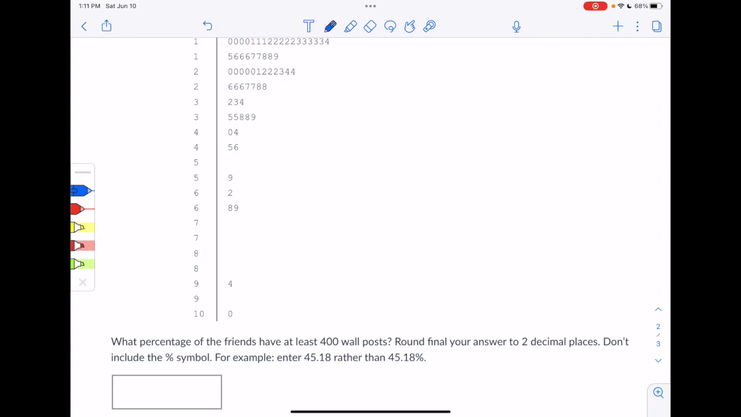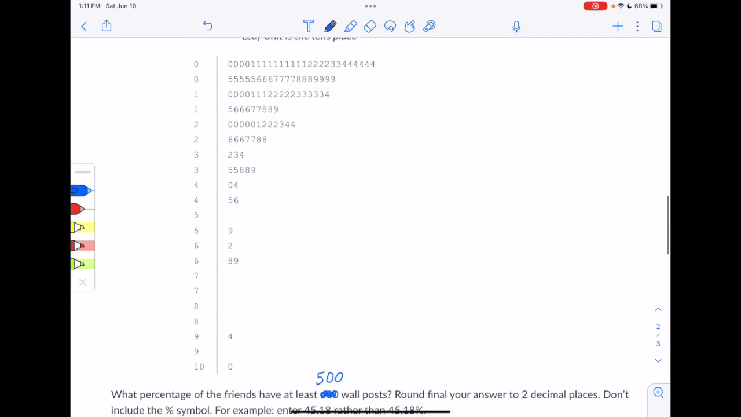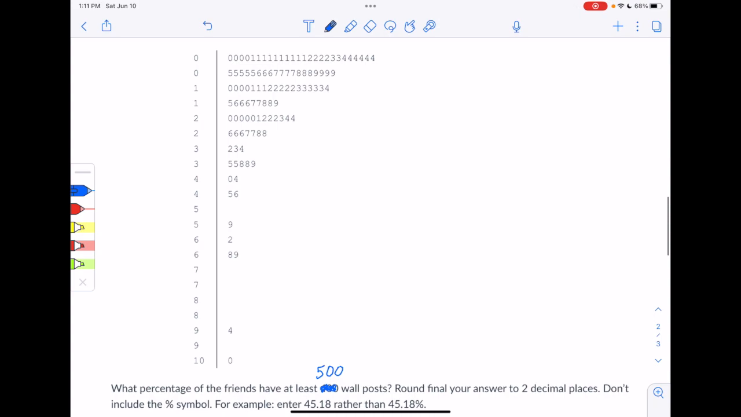But before we actually start working on the problem, we're going to make one change in the interest of providing help rather than answers. Instead of doing at least 400 wall posts, we're going to do at least 500 wall posts. So all the work will be the same, but the answer will be different. So in order to answer this question of what percentage had at least 500 wall posts, first we need to make sure we know how to read the data, because if we're reading it wrong, it seems like the answer is 0.